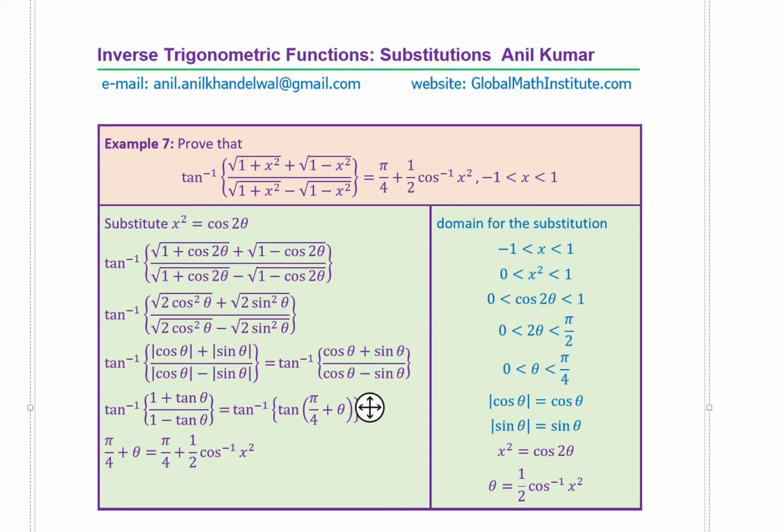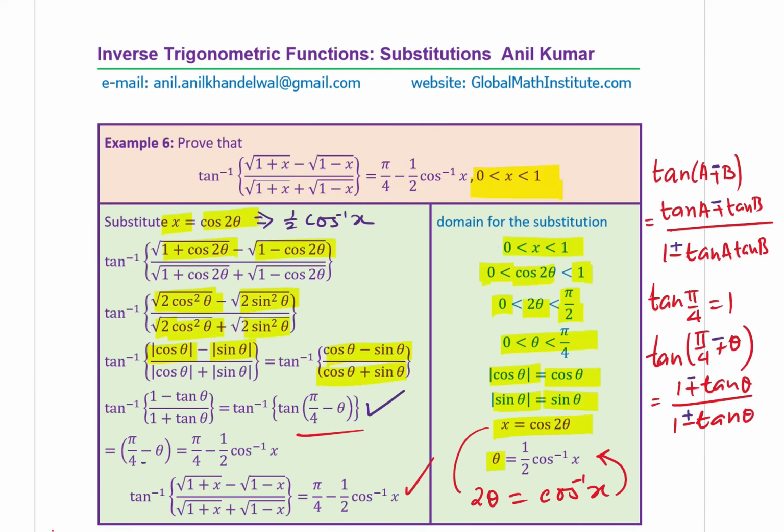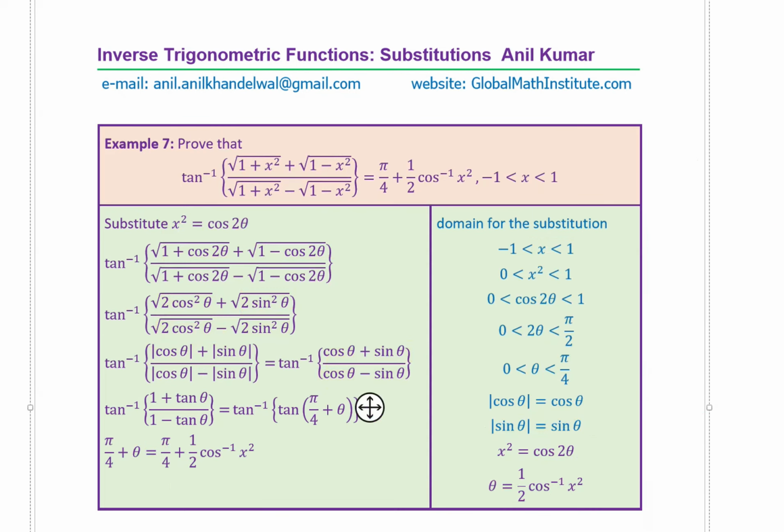Okay. So the only difference with the previous one is that instead of x, we have x square. So when that term comes, x square is substituted as cos 2 theta. Then you follow the same steps, correct? When you do that, what do you get? You get absolute value of cos theta plus absolute value of sine theta divided by absolute value of cos minus sine. Now, we are looking into the domain, x is between -1 and +1.